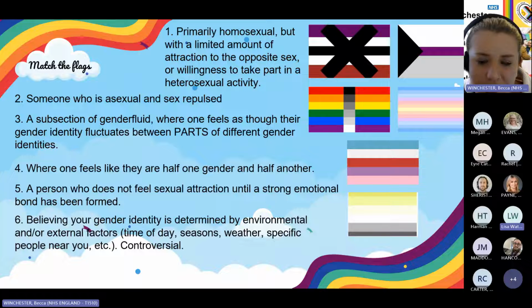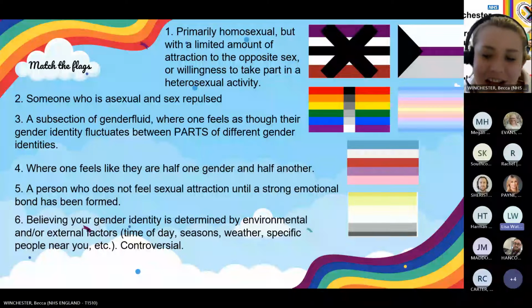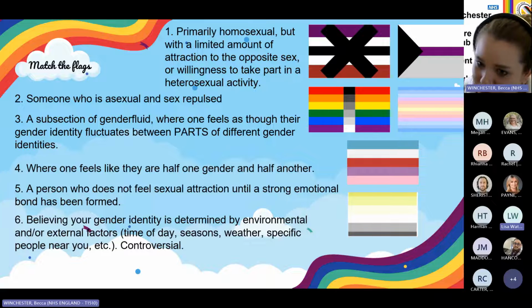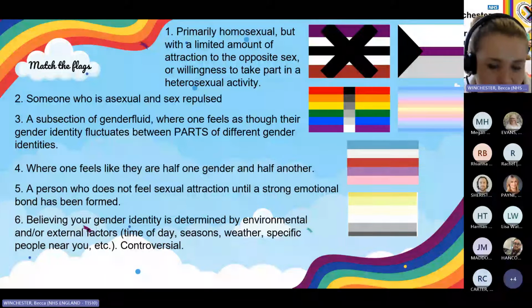Lisa, are you okay to mute yourself? Because I think that's background noise. Thank you. Sorry, I was going to ask you to repeat the representations to match the flags, but on the last slide. Yeah, sorry. No, you're fine. I can go back to that.